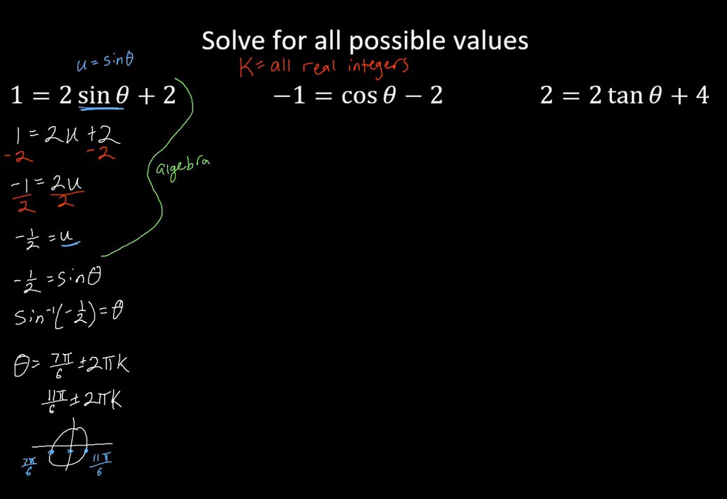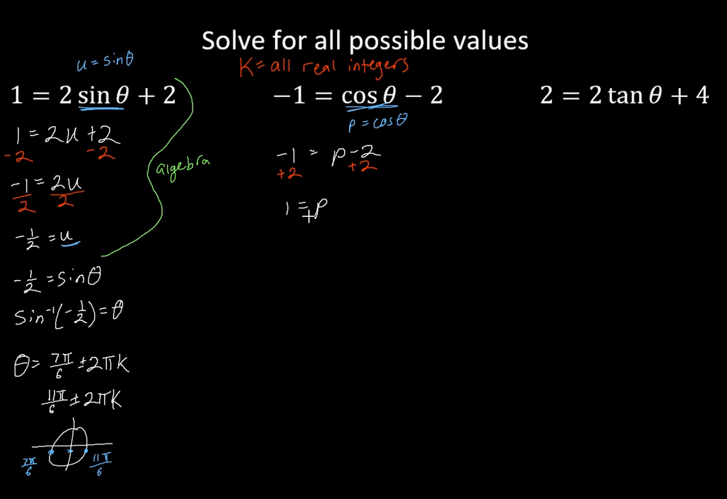So let's do the same thing over here, do a little bit of algebra. We're going to go ahead and redefine u. Now we're going to say u is equal to cosine of theta. Or if you're not comfortable defining with the same letter, you can go ahead and say some other letter, p. P is equal to cosine of theta. So negative 1 equals p minus 2. Add 2 to both sides. And we end up with 1 equals p.